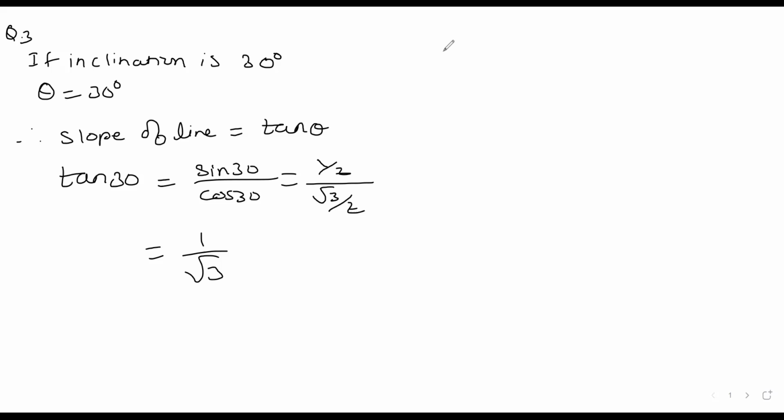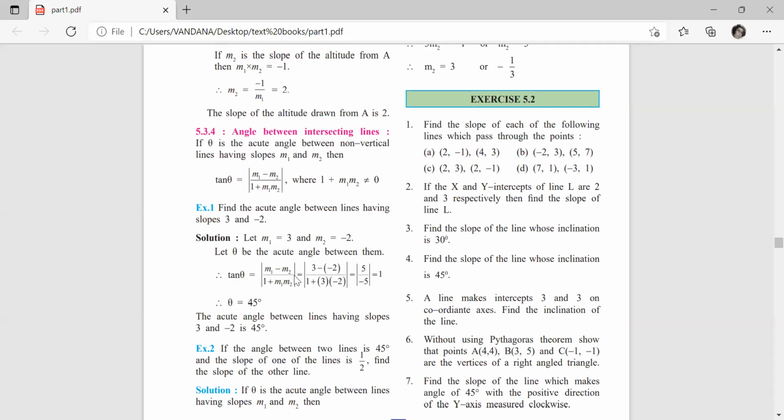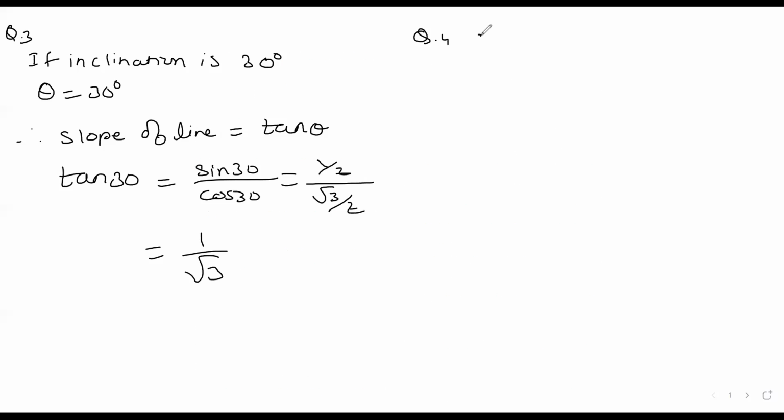Now question 4. Find the slope of line whose inclination is 45 degree. So now inclination theta is 45 degree. Slope is tan theta. So that is tan 45. Tan 45 we know it is 1.